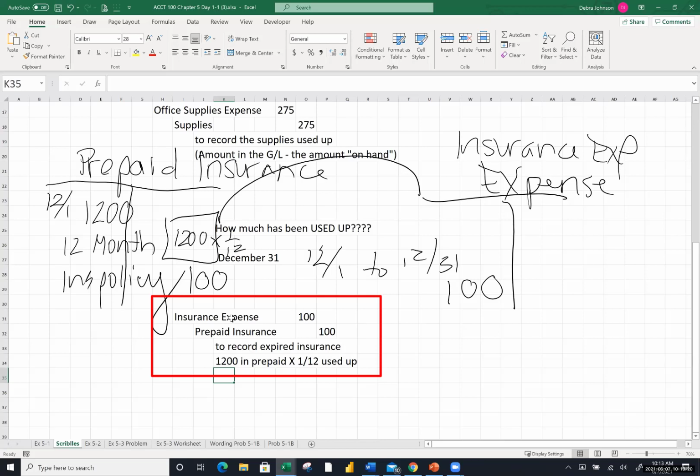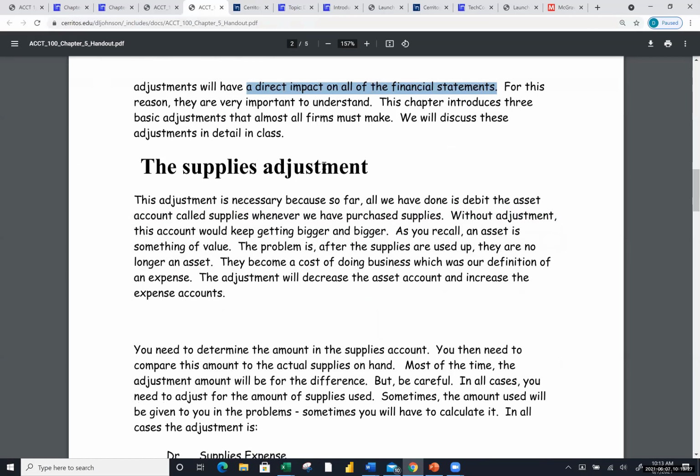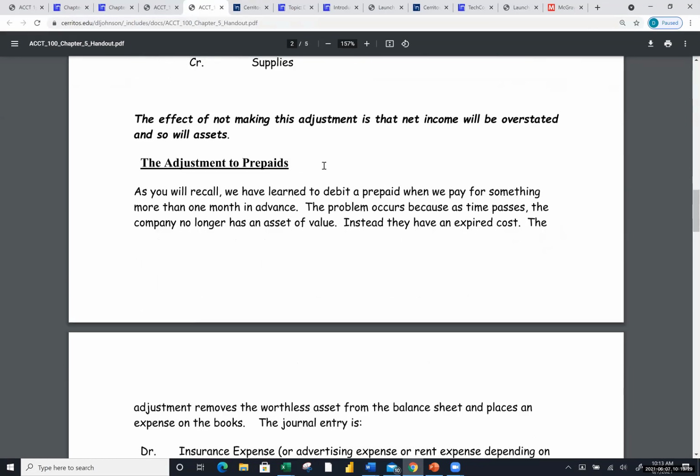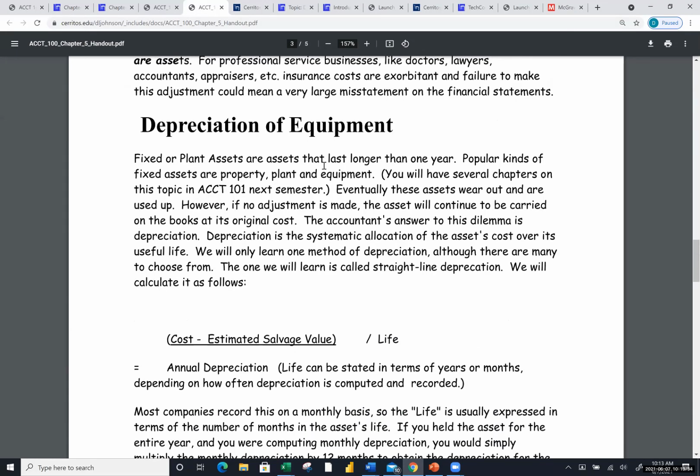Okay, then the last one, going back to that handout, we'll go back and forth, is we've talked about the supplies adjustment. We talked about the prepaid adjustment. Let's go talk about depreciation.